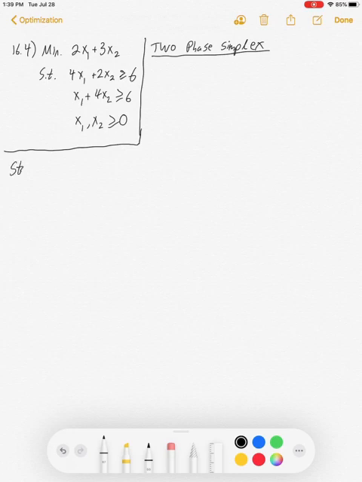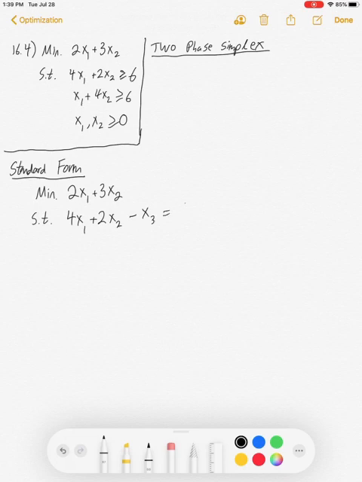So always the first step is to write it in standard form. It's nice because it's already in minimization form. So our standard form is going to be minimize 2x1 plus 3x2. Subject to, this time we have greater than or equal to constraints. So we're going to replace 4x1 plus 2x2 bigger than or equal to 6 with 4x1 plus 2x2 minus x3 equals 6. And x3 is going to be positive.